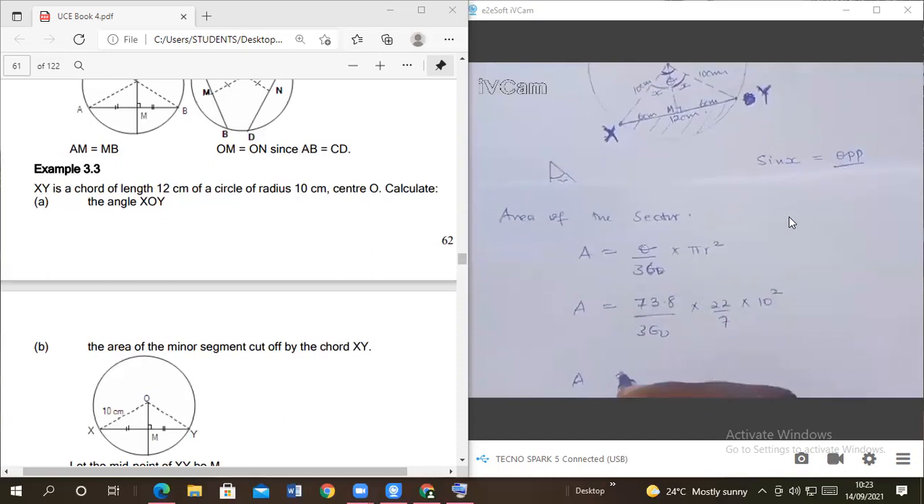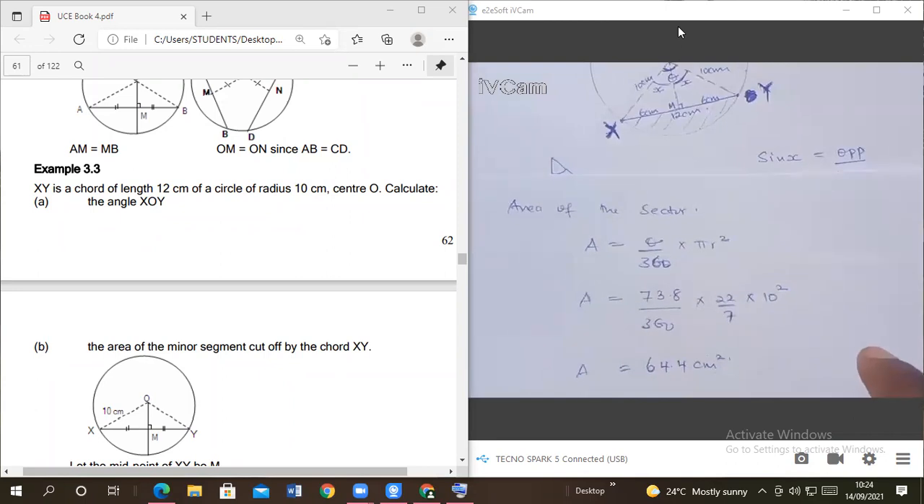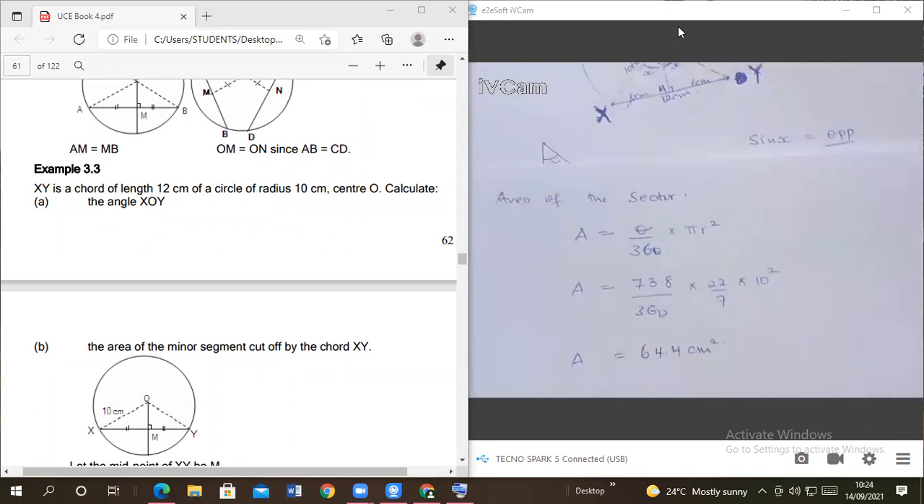So what would be our answer there? Wendy, are we together? Yes, teacher. Okay, Wendy, let us see whether you can give us the answer. I'm also calculating it out. What's the answer, members? I'm getting 64.4 centimeters squared. Don't know whether you have the same 64.4 centimeters squared.